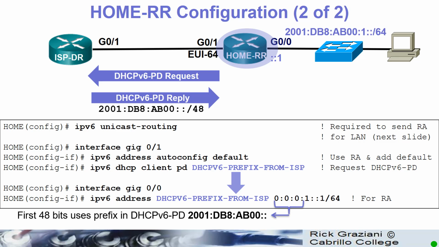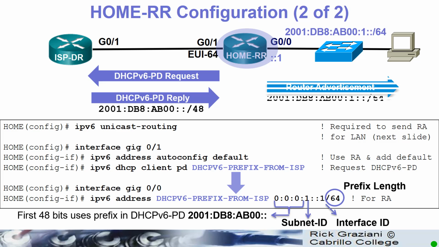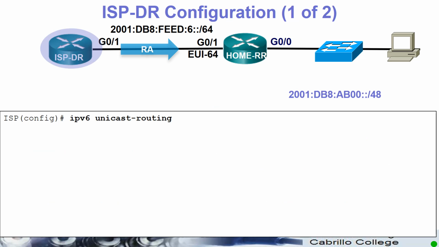Again, it's going to do a 48-bit response that we will turn into a /64 and the appropriate subnet ID, interface ID, and appropriate prefix length, because remember, it's going to convert that /48 into a /64. You have to make sure that unicast routing is enabled throughout, though.